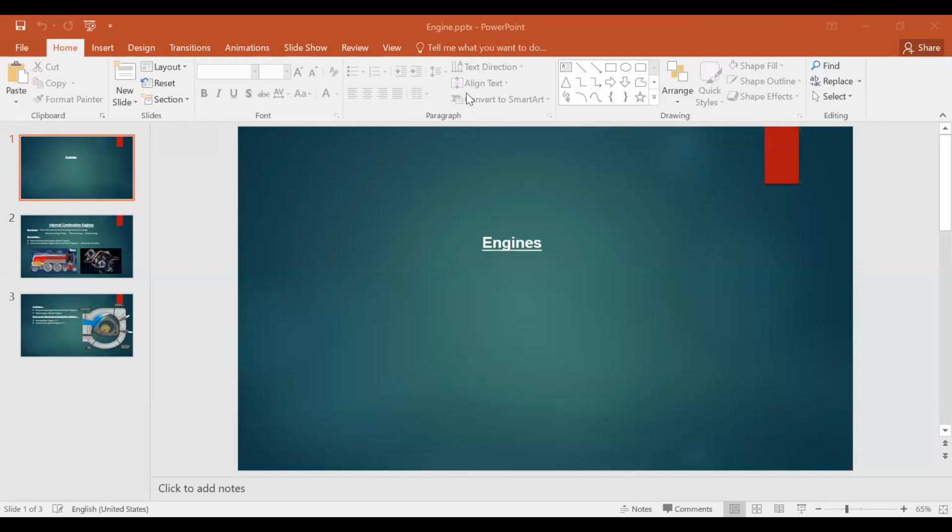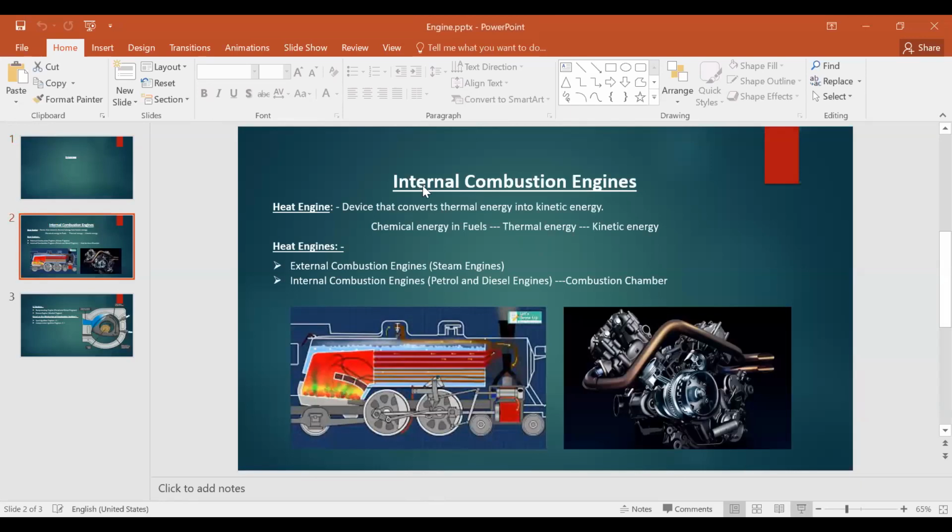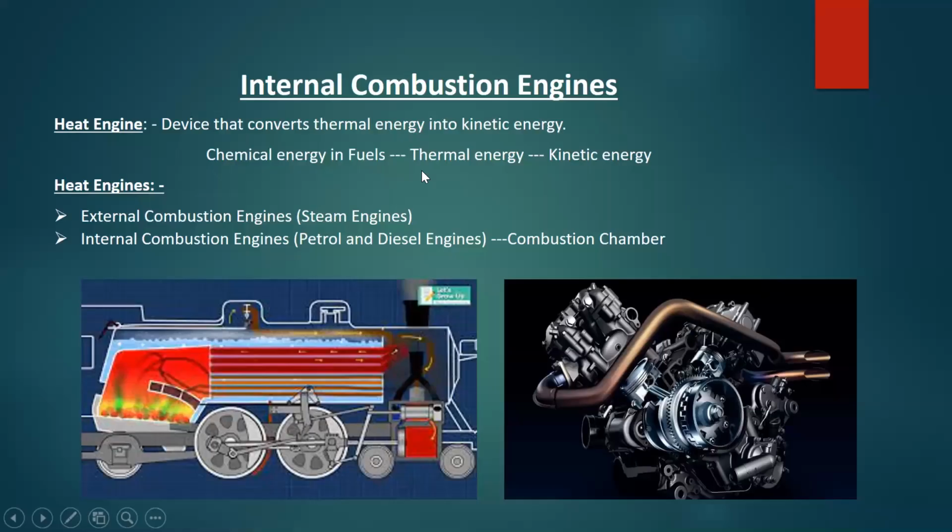Okay. A heat engine is a device that converts thermal energy into kinetic energy. Okay. Then what happens in that engine? Look. First, the chemical energy in your fuel is converted into thermal energy. Then, the thermal energy is converted into kinetic energy, or you can say mechanical energy.